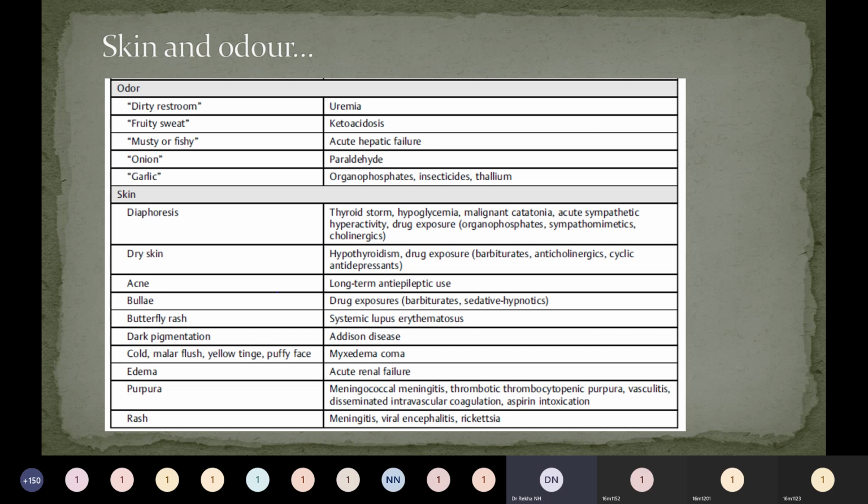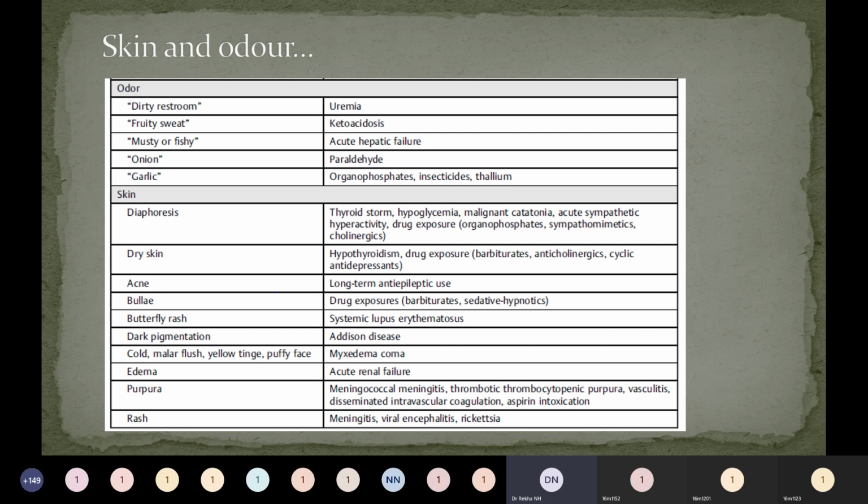Then examination of the skin. Why do we look for skin clues? This table mainly helps in unresponsiveness of unknown etiology. Somebody has brought a patient with unresponsiveness, and they don't know what has happened in the background. So these are the clues in the physical examination. Diaphoresis, if the patient has sweating, can be thyroid storm or hyperthyroidism or hypoglycemia. Hypoglycemia is usually in diabetic patients who skip meals and have taken anti-diabetic medications. In hypoglycemia, the presence of diaphoresis is itself increased sympathetic activity. So acute sympathetic hyperactivity can lead to diaphoresis.